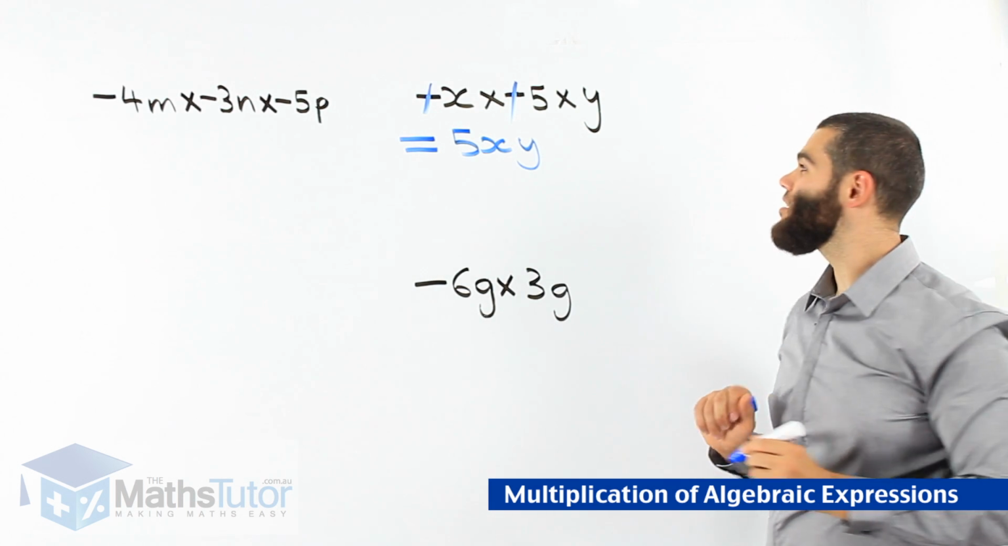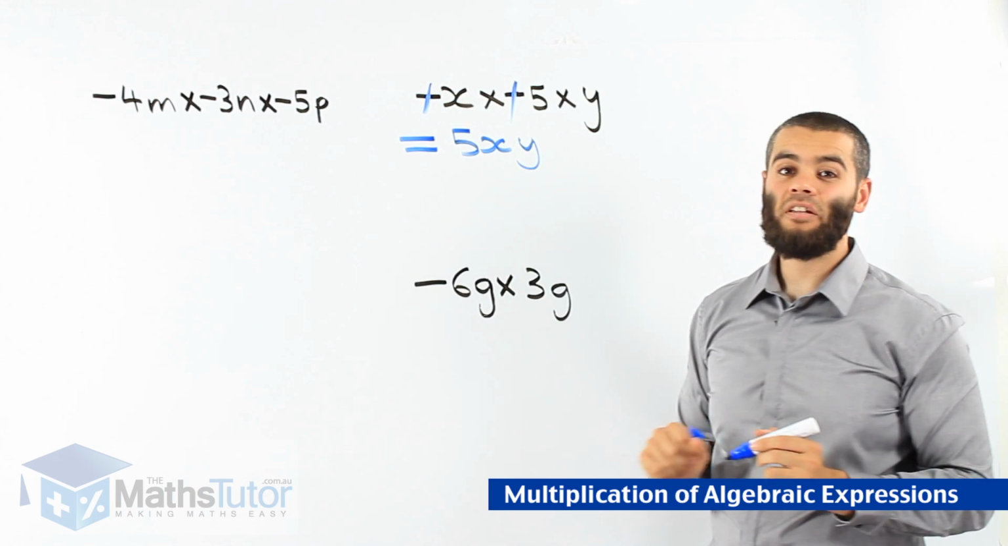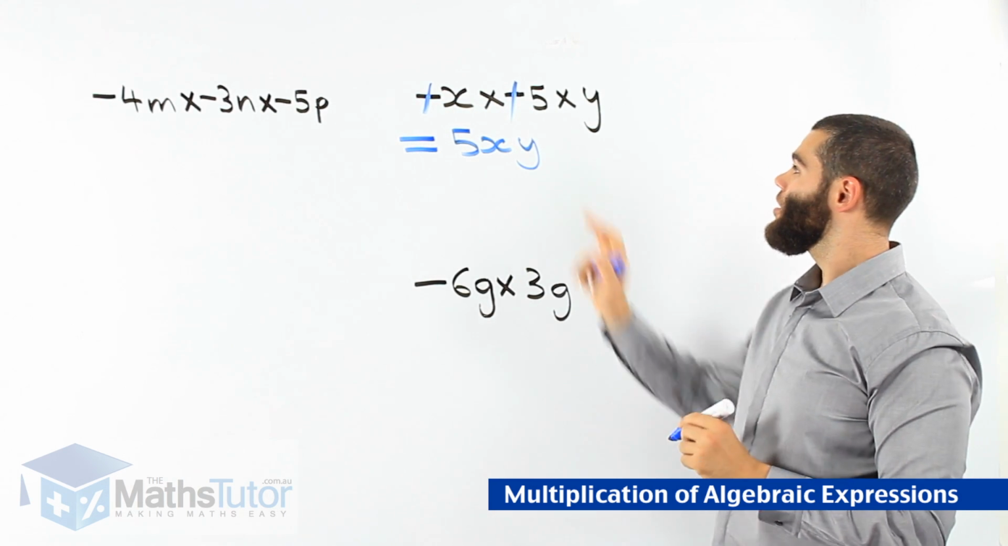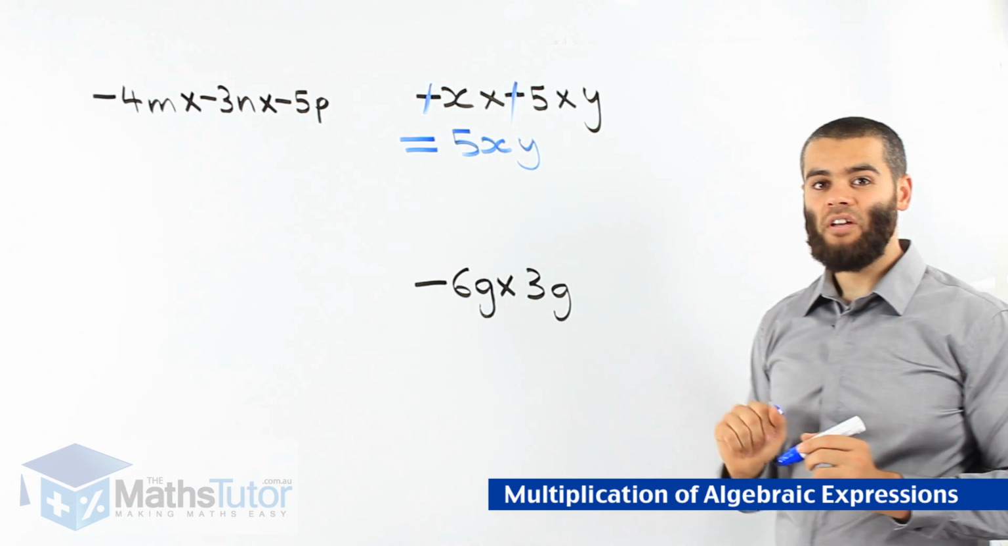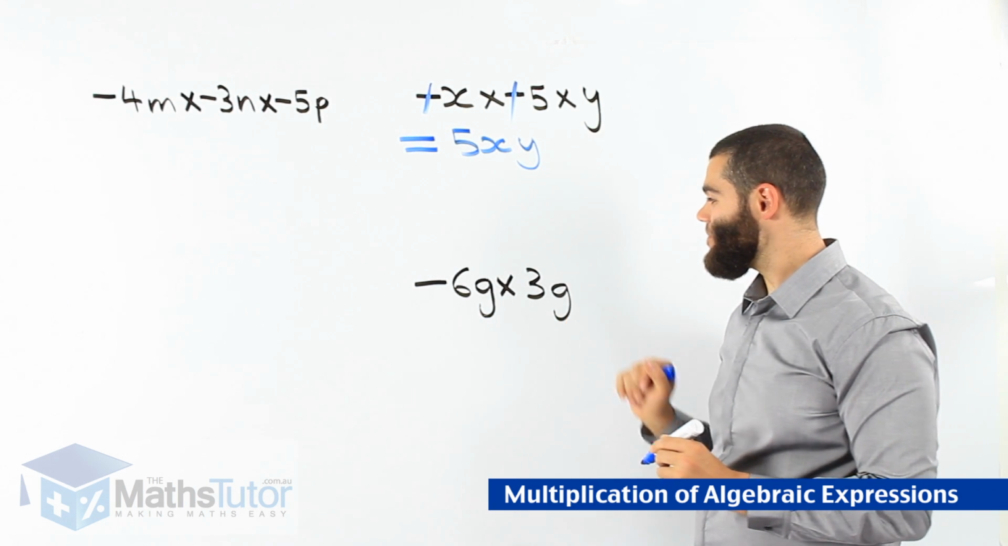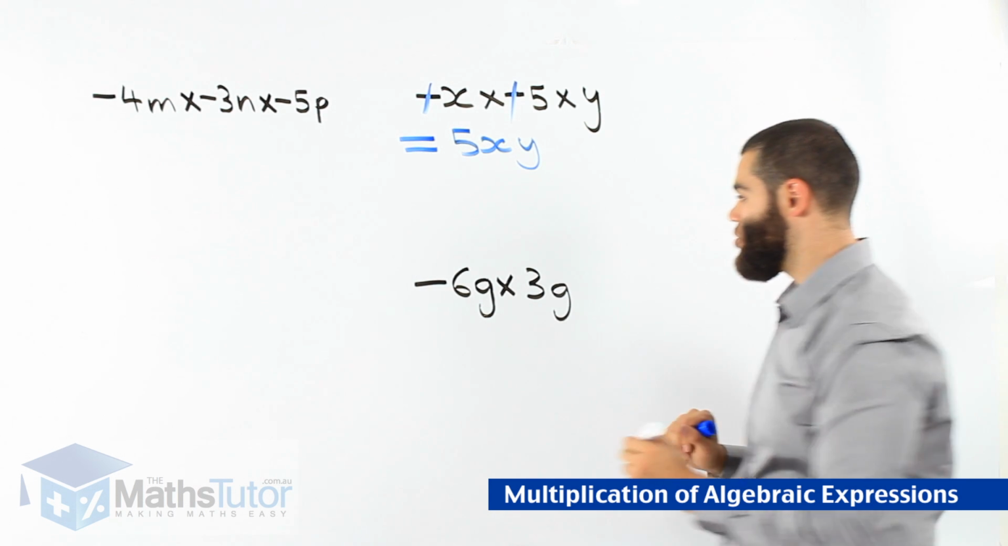So negative x times negative 5 times y. The two negatives cancel each other out in multiplication. So x times 5 is 5x times y, 5xy.